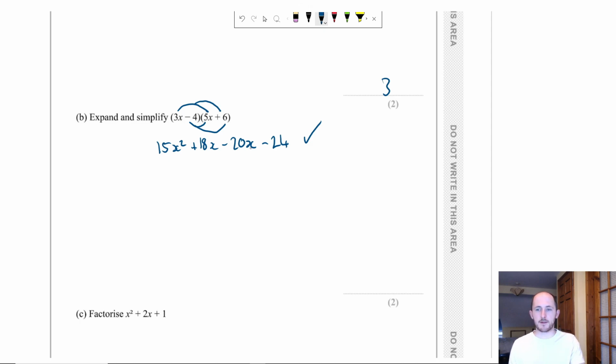For the simplify bit, we need to gather any like terms. So with x squared, we only have one lot of x squared. We only have one lot of numbers, but we have 2 lots of x's. So all we need to do is do 18x minus 20x, which is going to give me negative 2x and minus 24. That is the second mark, the simplify.